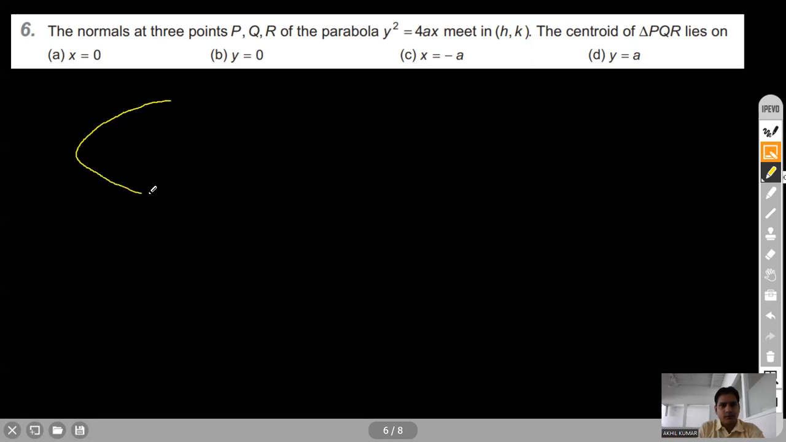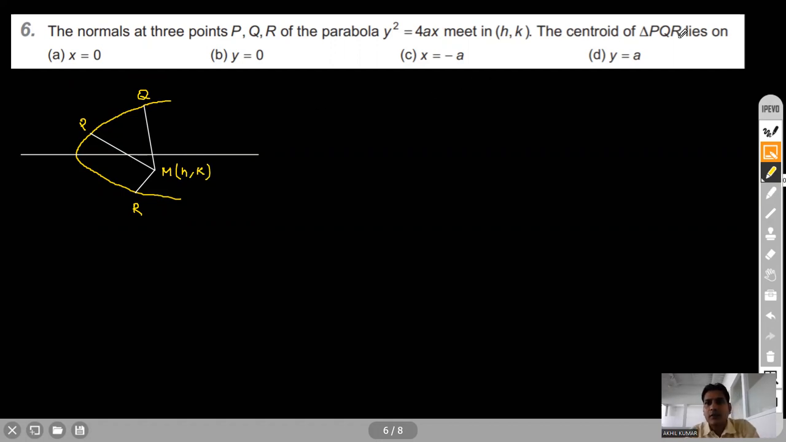this is our parabola. This is our axis. So the question is saying the normals at P, Q and R meet in H, K. Let me draw. This is one normal, this is another normal, and this is another normal. This point is P, this point is Q, and this point is R. And these 3 normals are meeting at a point, suppose I am taking it as M, and the coordinates of M are H, K. This is what is given in the question.